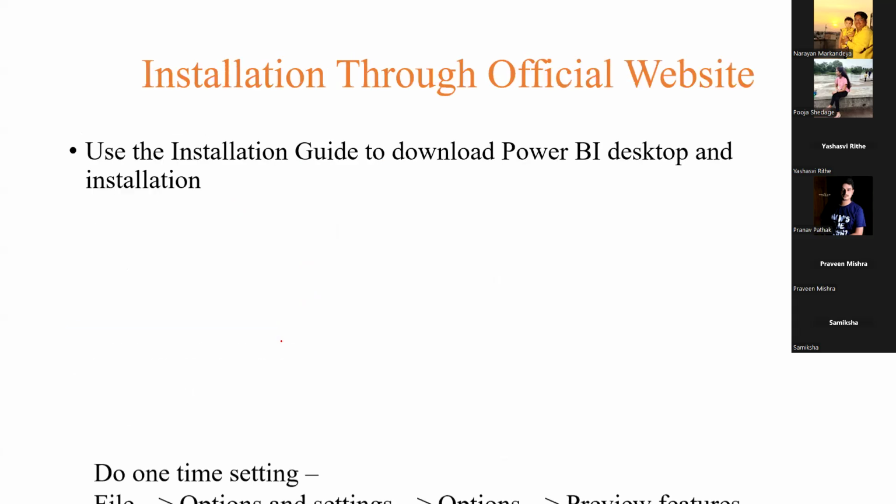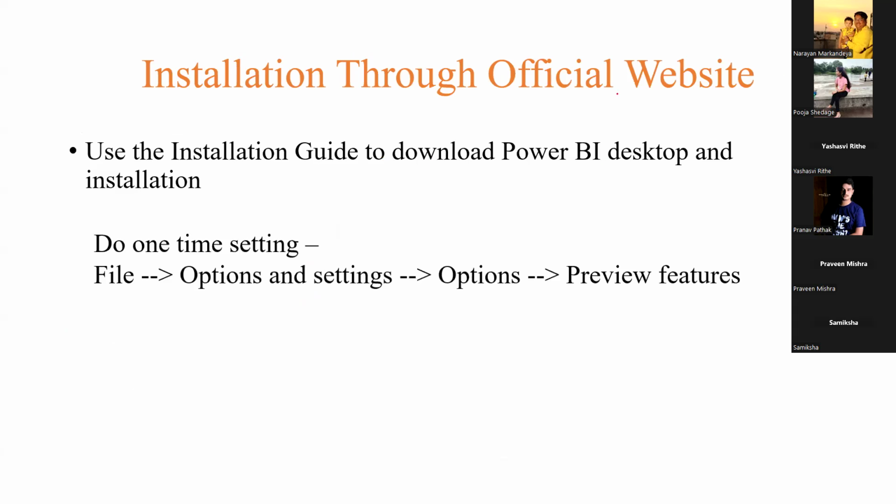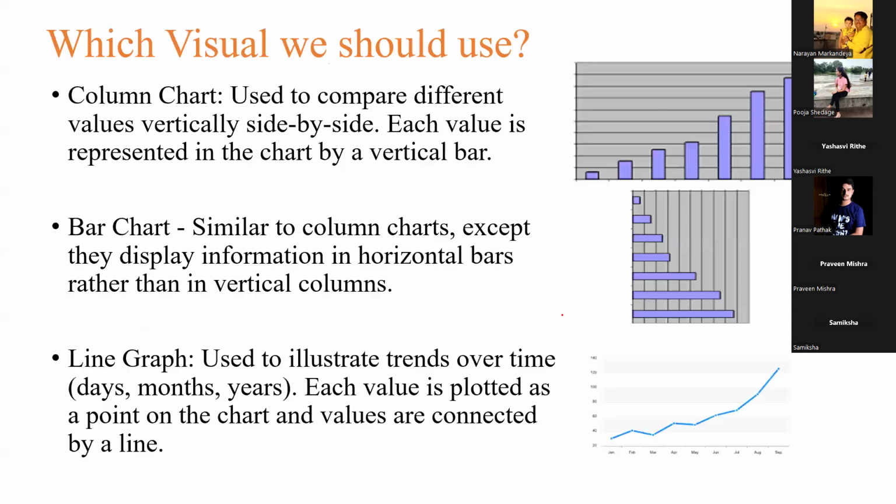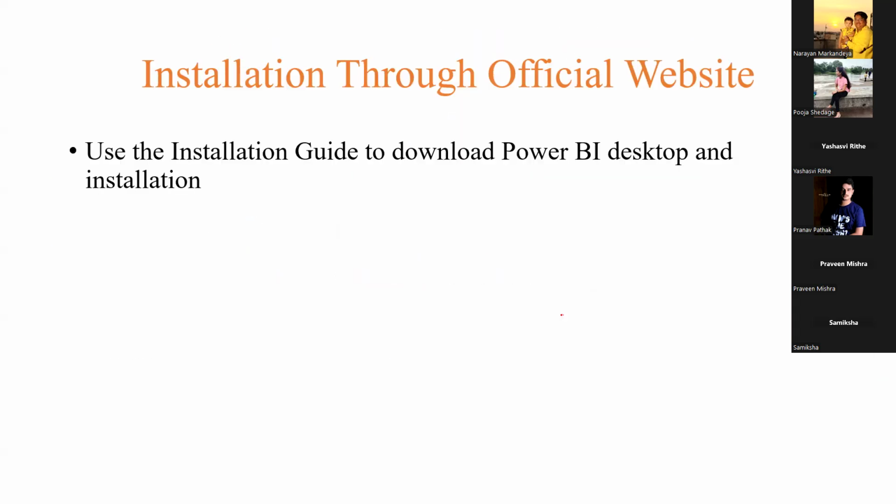Now for the installation guide, you can go with the official website, but no need to worry. I'm going to share one document through which you can install Power BI Desktop. Use the installation guide to download and install Power BI Desktop. Do a one-time setting: go to File, Options and settings, in Options, Preview features. So you will be able to see something like this. Let me share that installation guide.